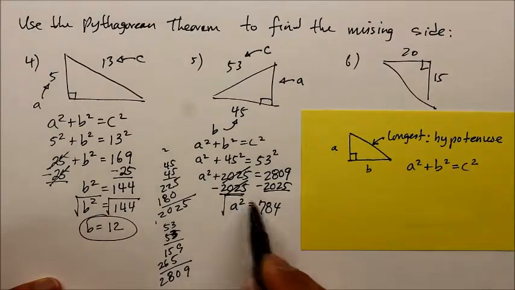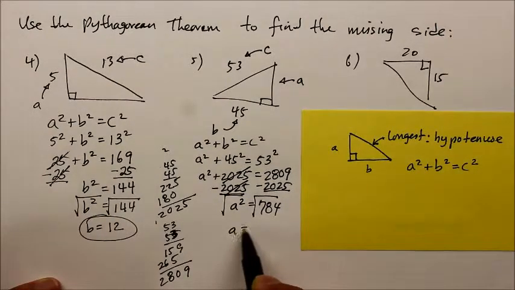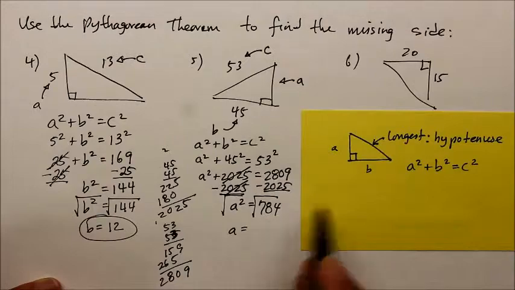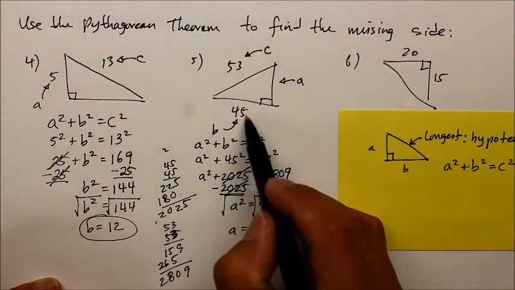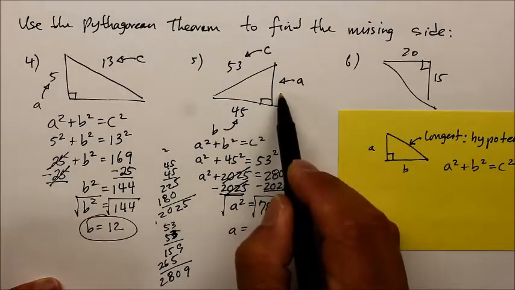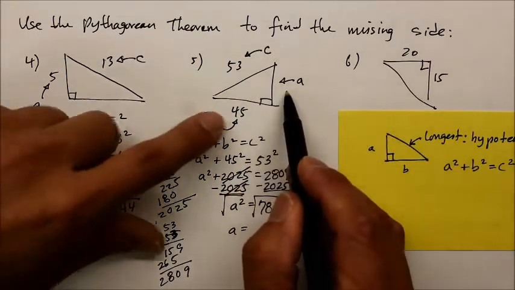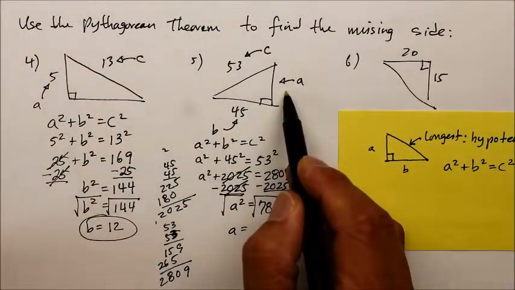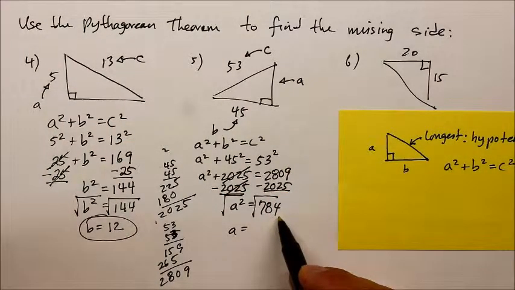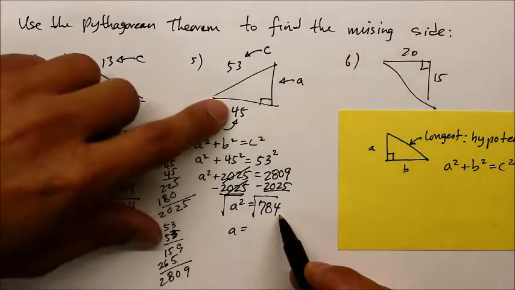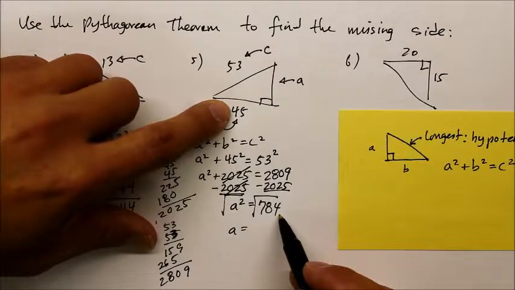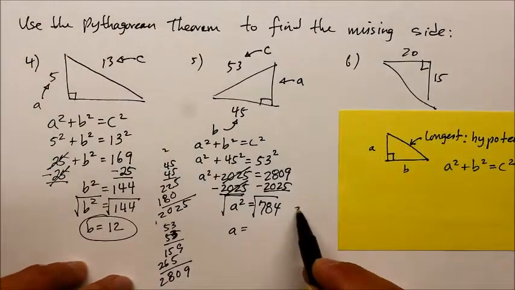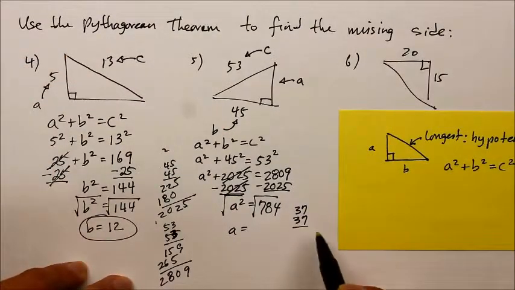So what's the square root of a squared? Well, it's a. What's the square root of 784? Here's a hint. Here's 45. The shorter part, I don't know. 53, it's got to be shorter than 45. So what times what will give me the last digit of 4? 7 maybe? And not 47. How about 37? So 37 times 37, let's verify.